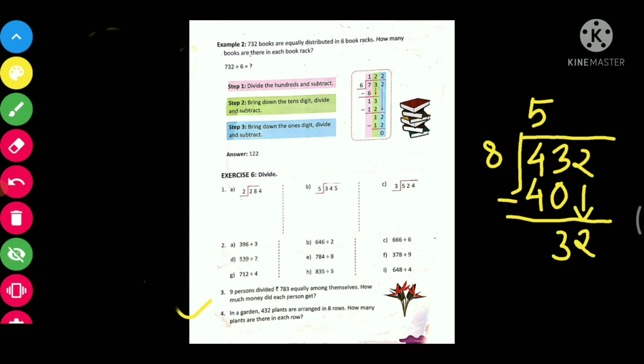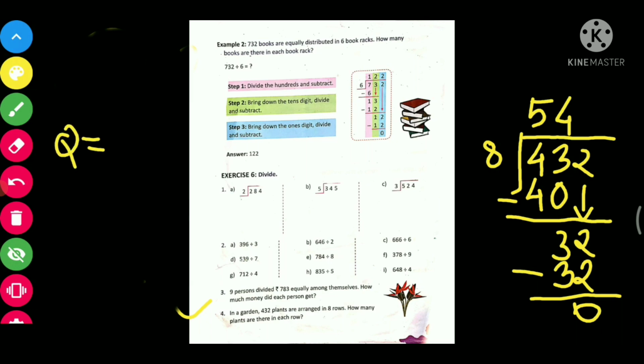Now our number is what? 32. So in the multiplication table of 8, 32 is there or not? So we know that 8 4s are 32, right? After subtracting these two numbers, we'll get 0. So 0 means what? Nothing is left behind, right? So now in each row, how many plants will be there?